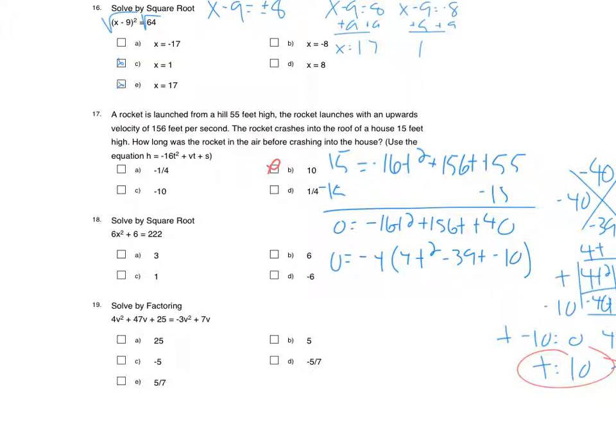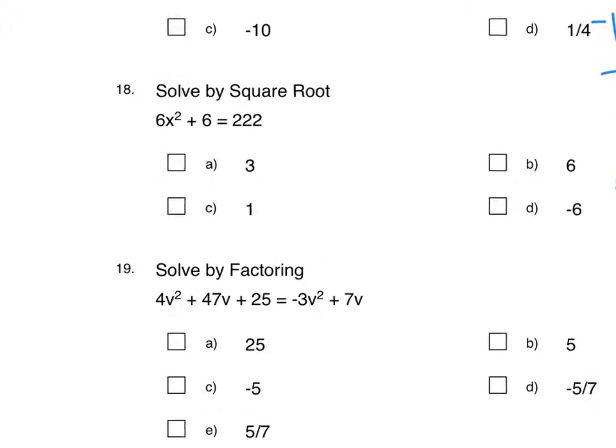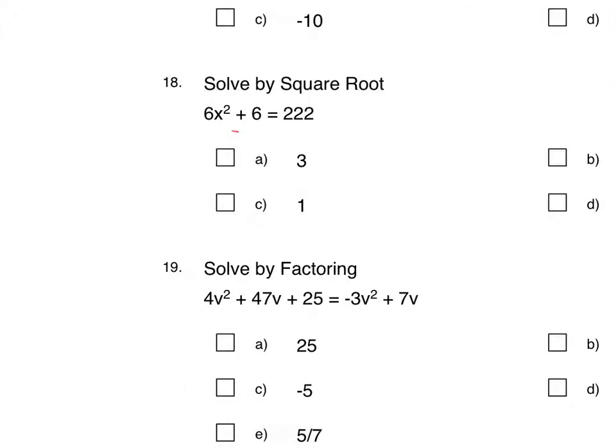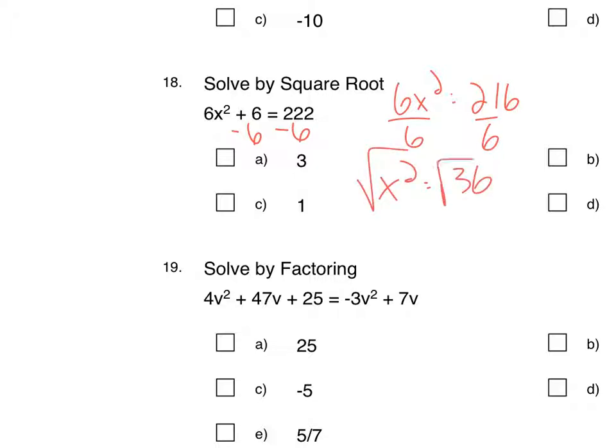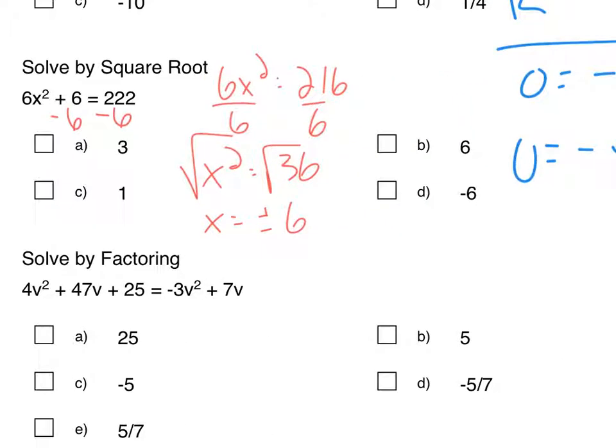Number 18, we're going to solve by the square root. Again, we want to get everything besides the square by itself. So subtract 6, and we get 6x squared equals 216. Divide by 6, and x squared equals 36. Take the square root, and x equals plus or minus 6. So then B and D.